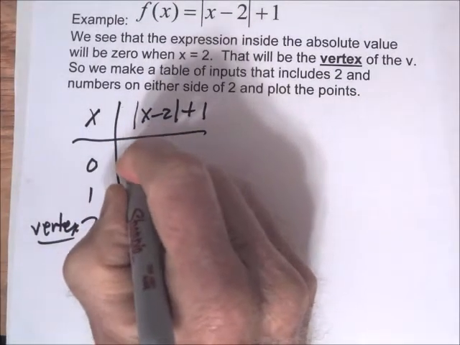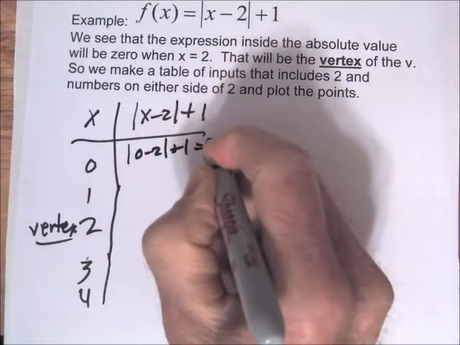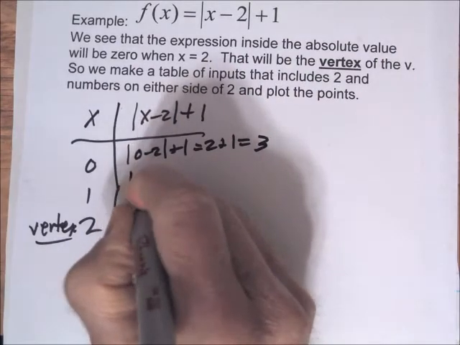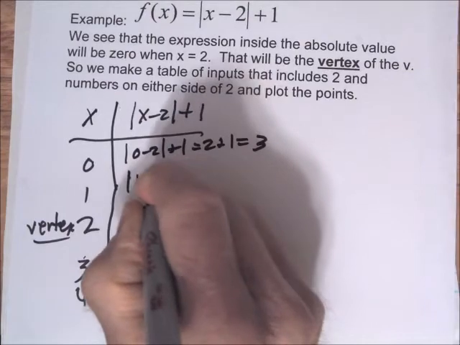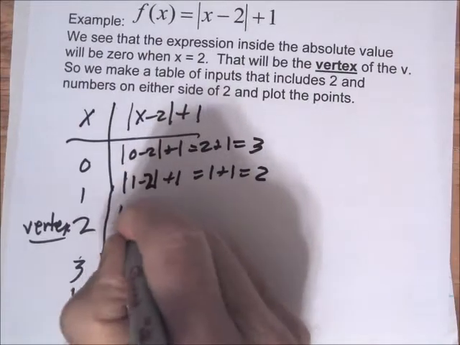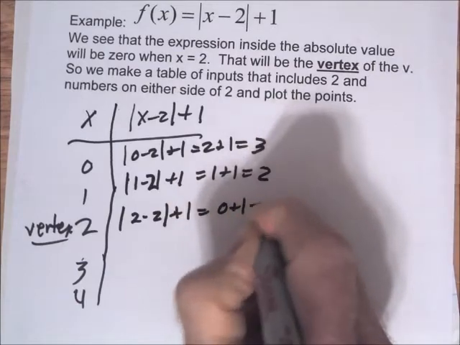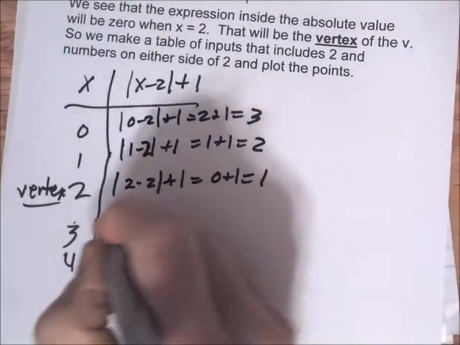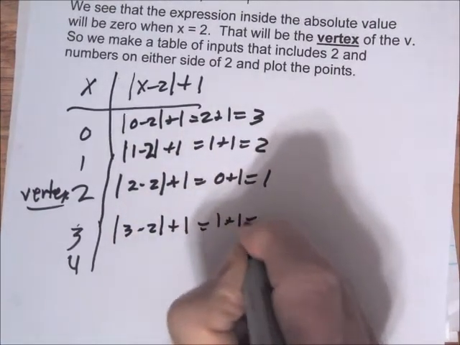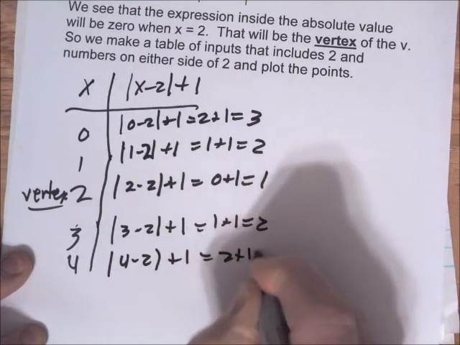So if x is 0, we'll have absolute value of 0 minus 2 plus 1. That's going to be 2 plus 1, which is 3. If x is 1, we have absolute value of 1 minus 2 plus 1. That's going to be 1 plus 1, which is 2. Absolute value of 2 minus 2 plus 1: 2 minus 2 is 0, absolute value of 0, 0 plus 1 is 1. That's the vertex. Absolute value of 3 minus 2 plus 1, 1 plus 1, which is 2. Absolute value of 4 minus 2 plus 1, 2 plus 1 is 3.